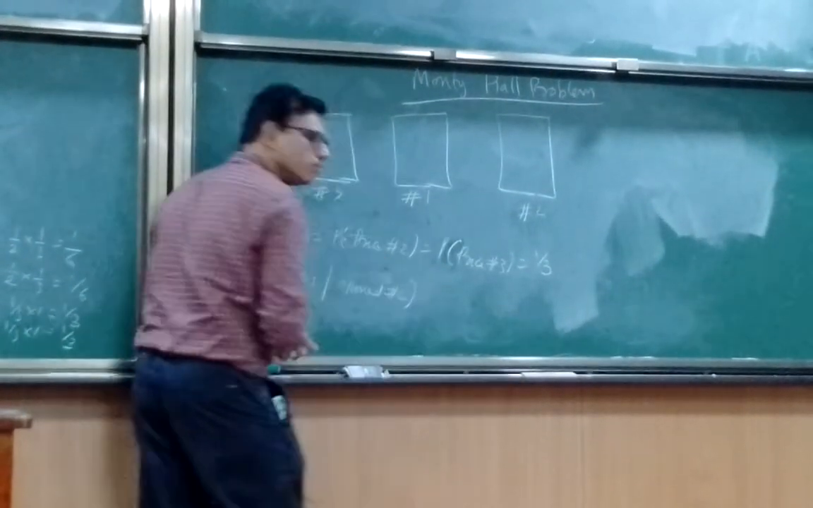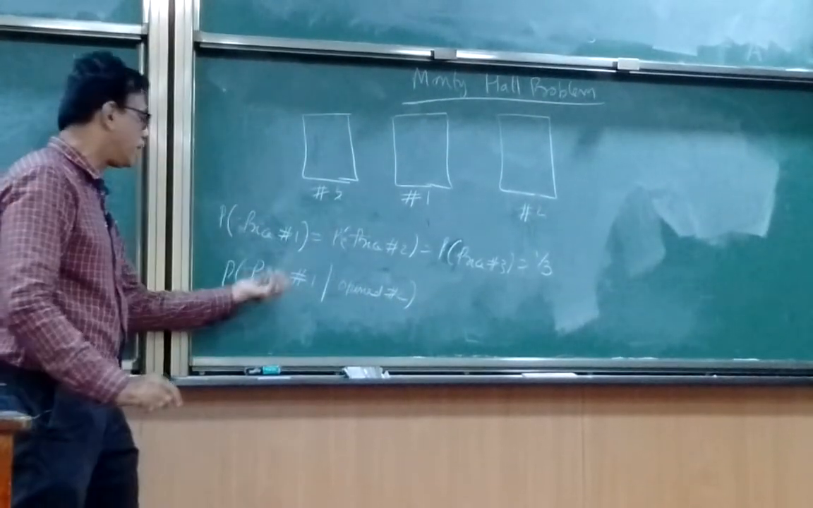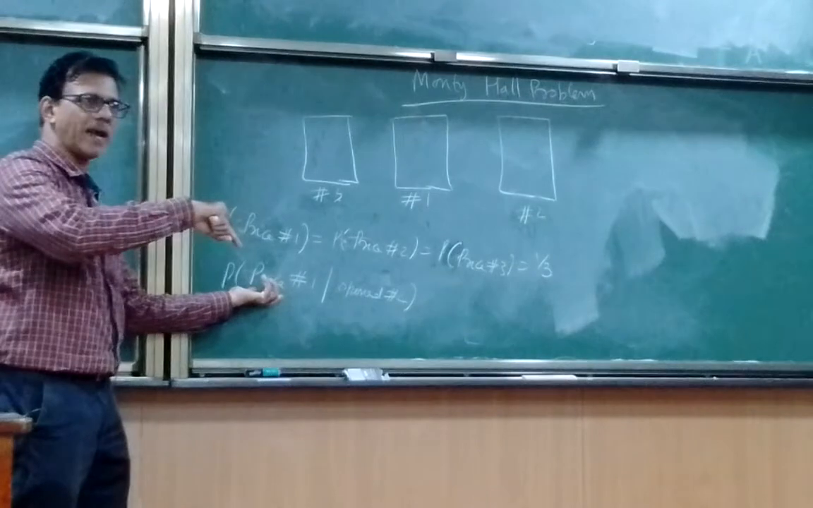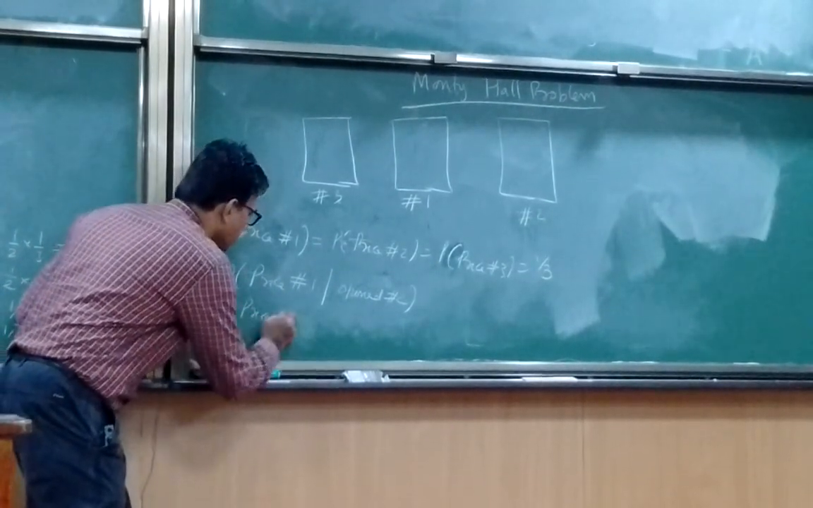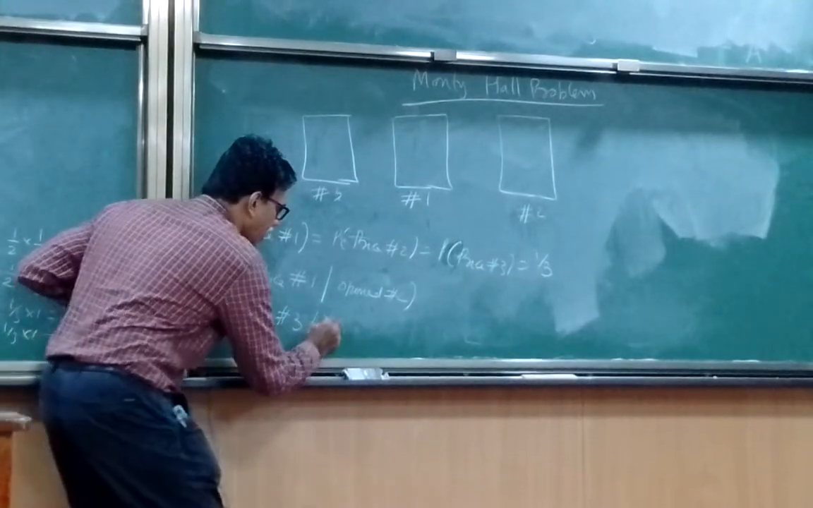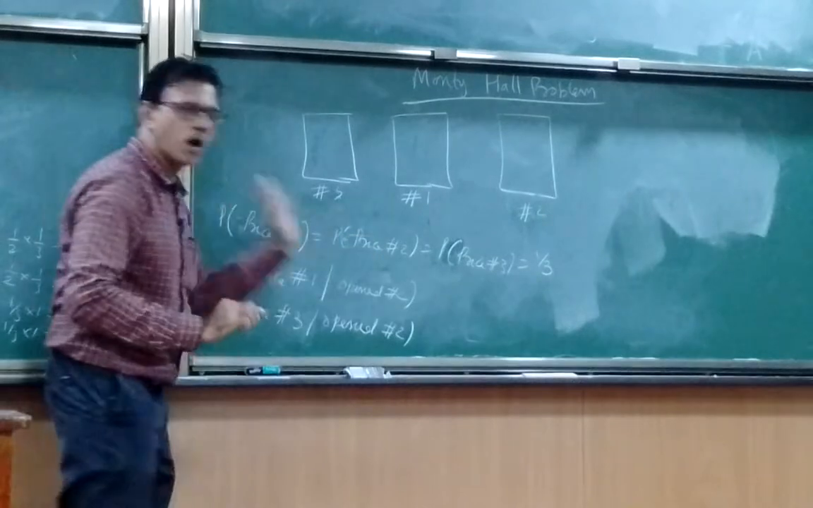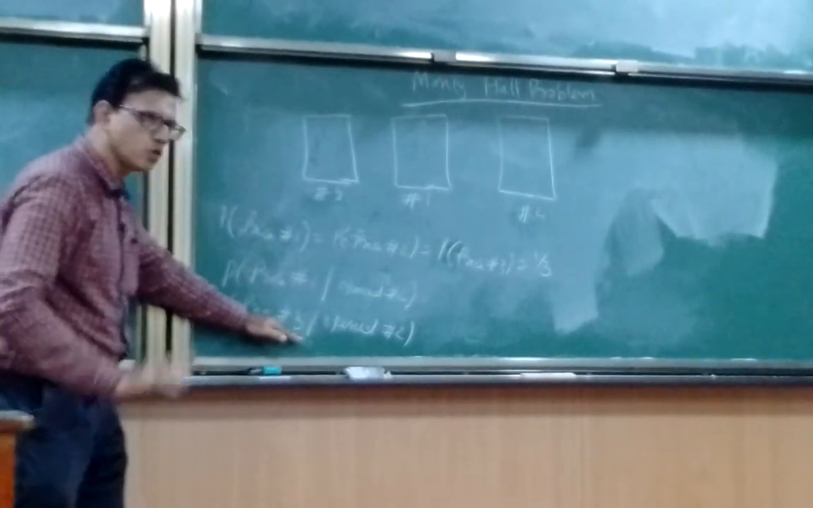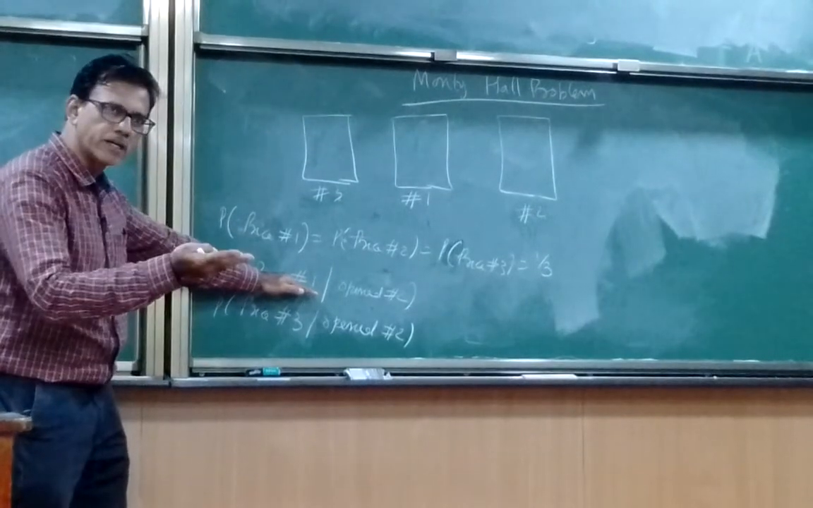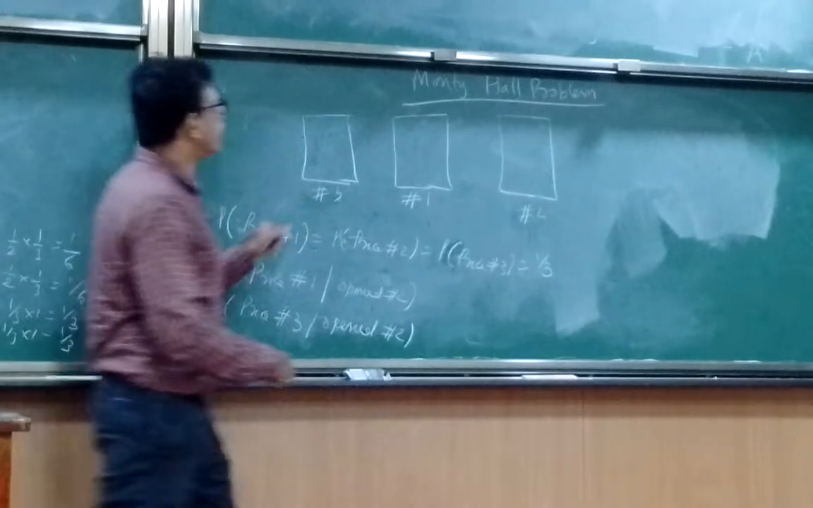So, given that Monty has opened door number 2, what is the conditional probability that the prize is behind door 1? Similarly, what is the conditional probability that the prize is behind door 3, given that door 2 is opened? If you find out these two, then your answer will be clear. If this is larger, you switch. If this is larger, you stick. If both are one and the same, then you do whatever you do. It's fine.